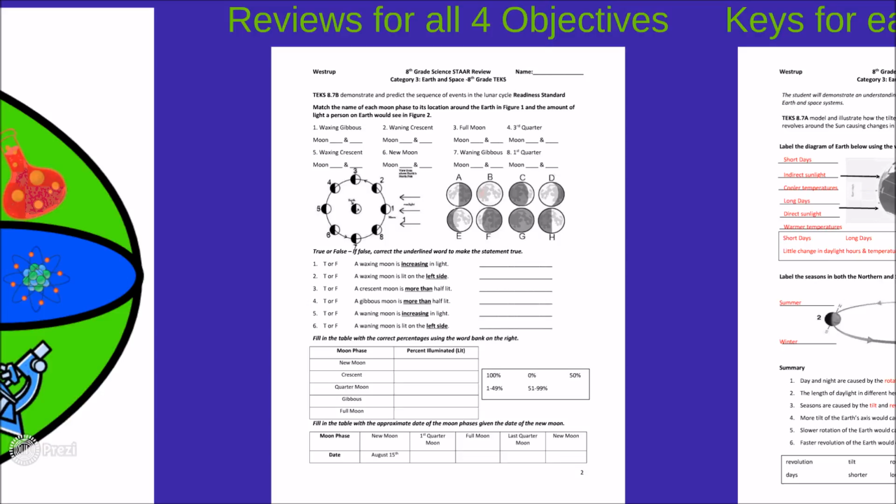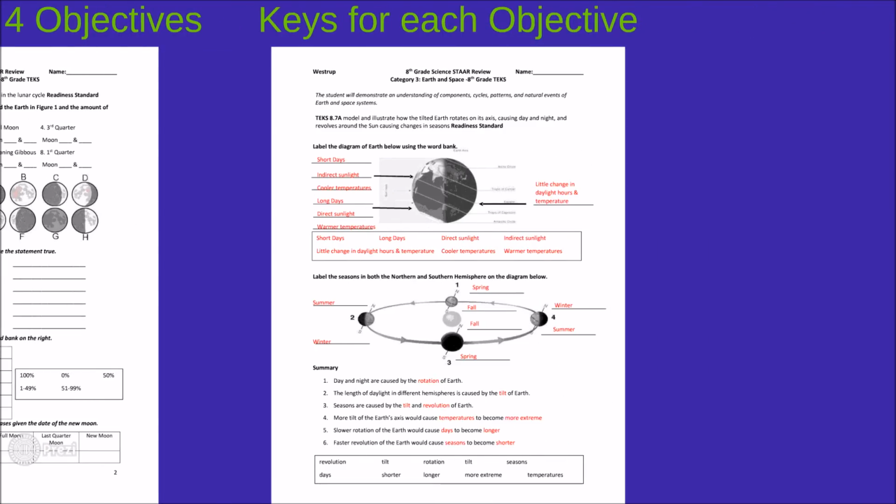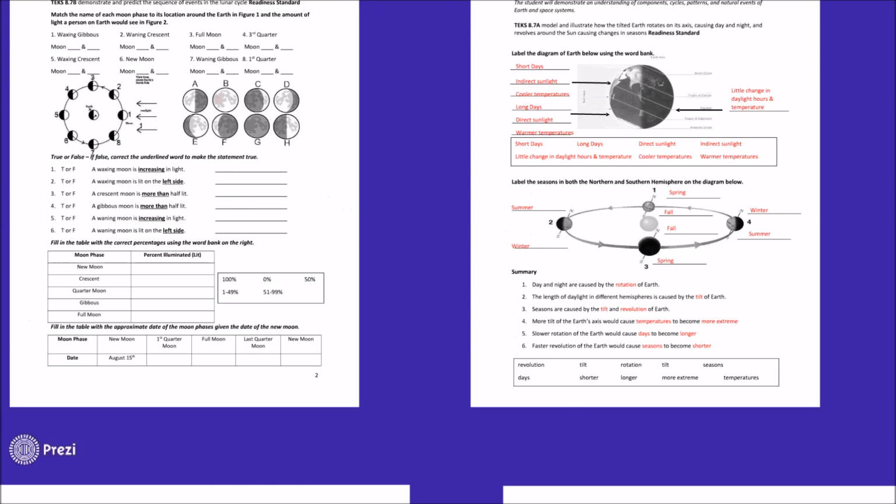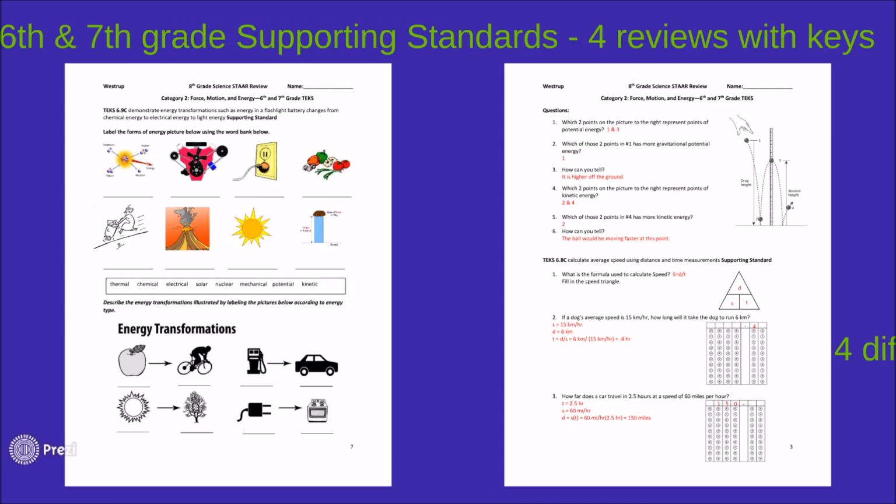The first thing students will do is receive objectives, 1 review for each objective. The teachers will be provided a key as well for each of those objectives. It's important to note that the 6th and 7th grade supporting standards that are tested on the 8th grade Science STAR test will also be available.